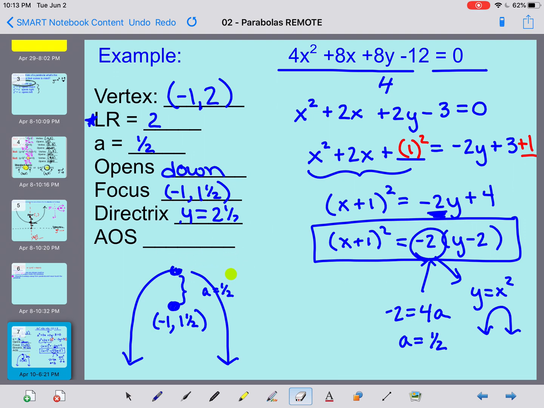And then the axis of symmetry is what splits the parabola right down the middle. So it's a vertical line, x equals, and I'm using my x value from my vertex, which is also the x value from my focus. Okay?